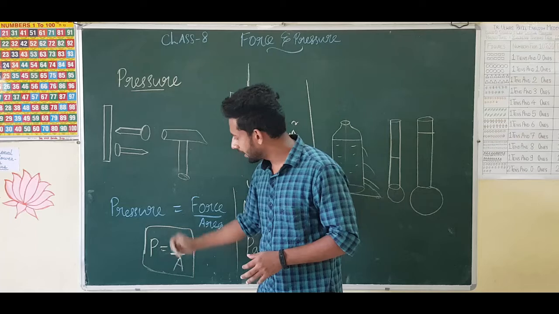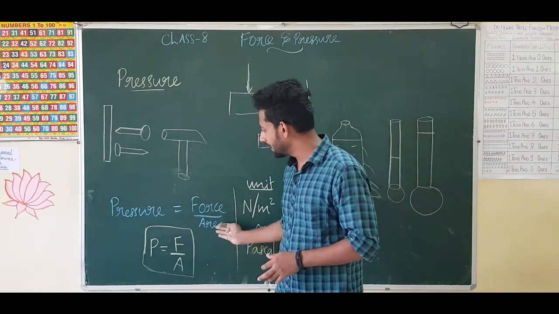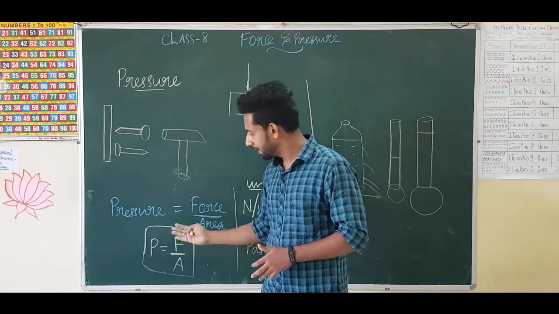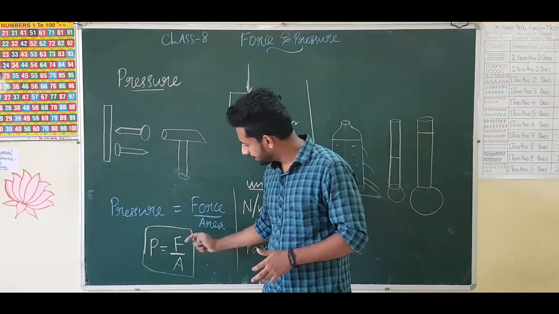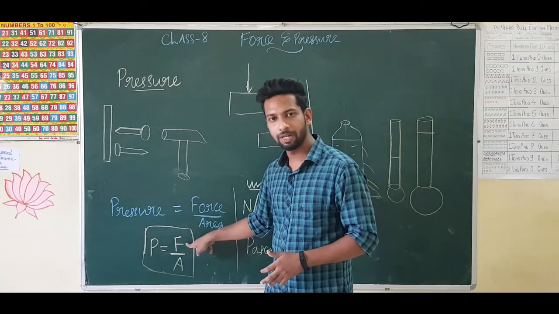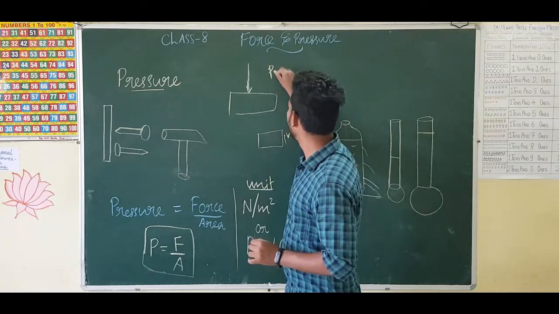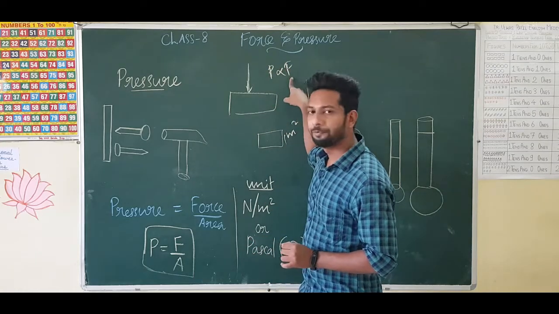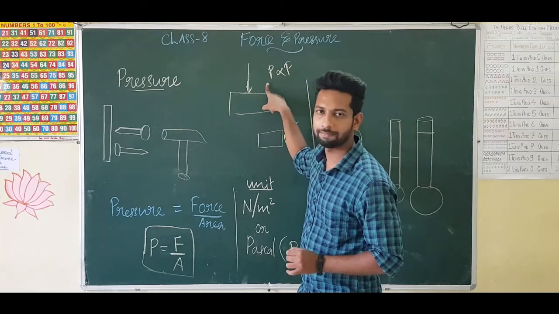Now, pressure can be represented by capital P, force by F, and area by A. Then what can we write? Pressure P equals F by A. From this we can see that pressure is directly proportional to force. Directly proportional means directly proportional to F. When the force increases, pressure increases. When the force decreases, pressure decreases.